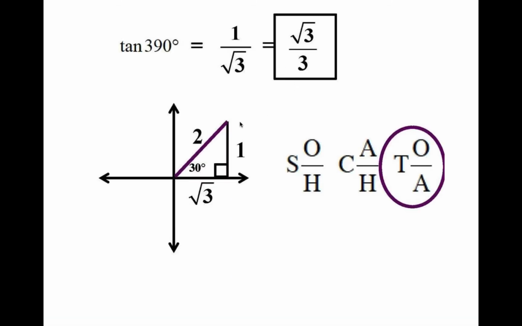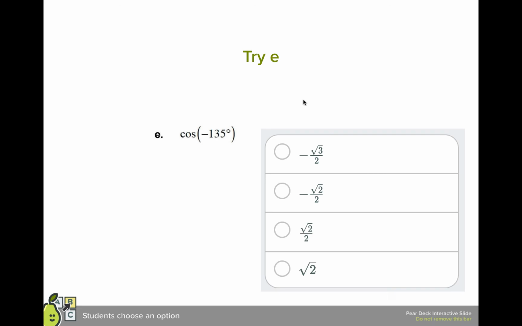Okay, you should have gotten this. So 30 degrees more than 360. Opposite's 1. Opposite the hidden 60 is root 3. The hypotenuse is 2. Tangent is O over A, so it's 1 over the root 3, and then you rationalize. Try E.